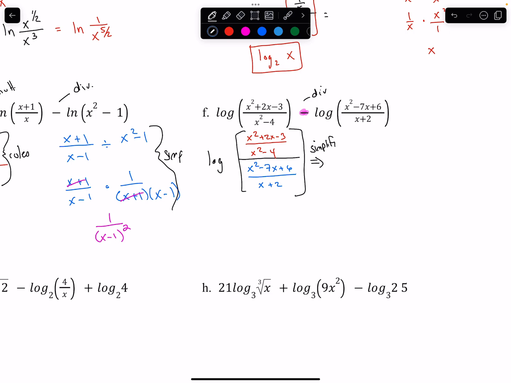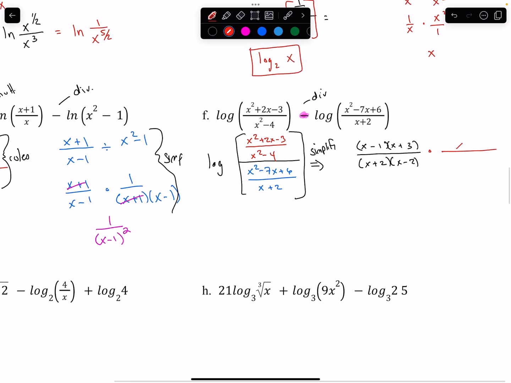Okay, so this is going to be x. This is going to factor, right? x and x. We've got 3 and 1. We've got positive 1, negative 3, all over x plus 2 and x minus 2. Times, I'm going to keep, change, flip.